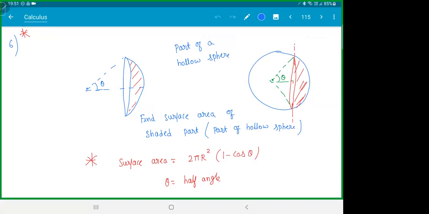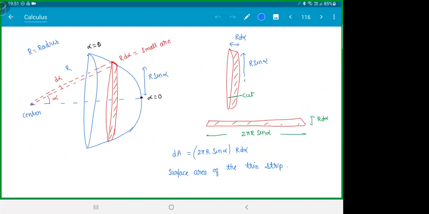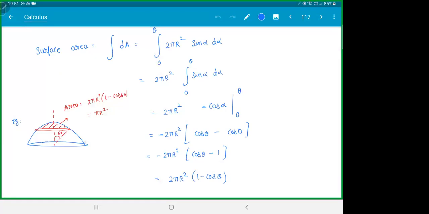A part of a sphere, if it has an angle theta, the area is given by 2 pi r square (1 minus cos theta). Do you guys remember this now? Through integration: at an angle alpha, take a small piece, r d alpha, take a ring and then integrate the whole area. So this is the area covered.